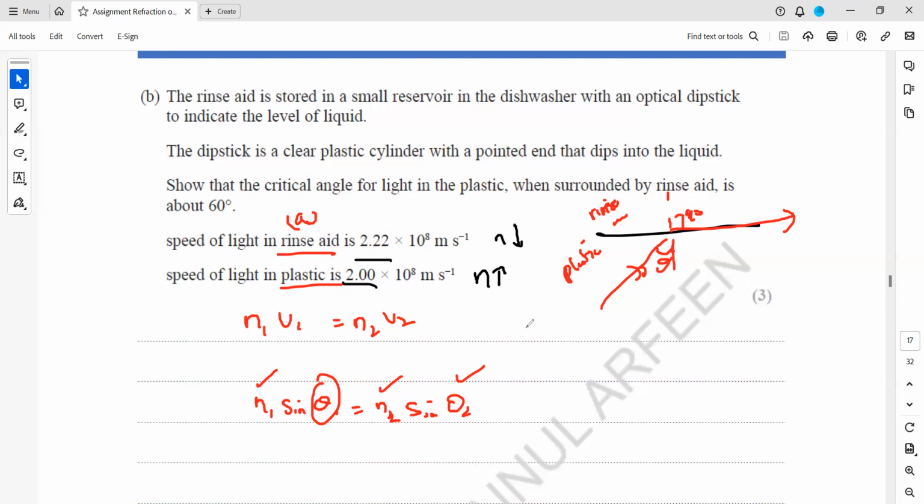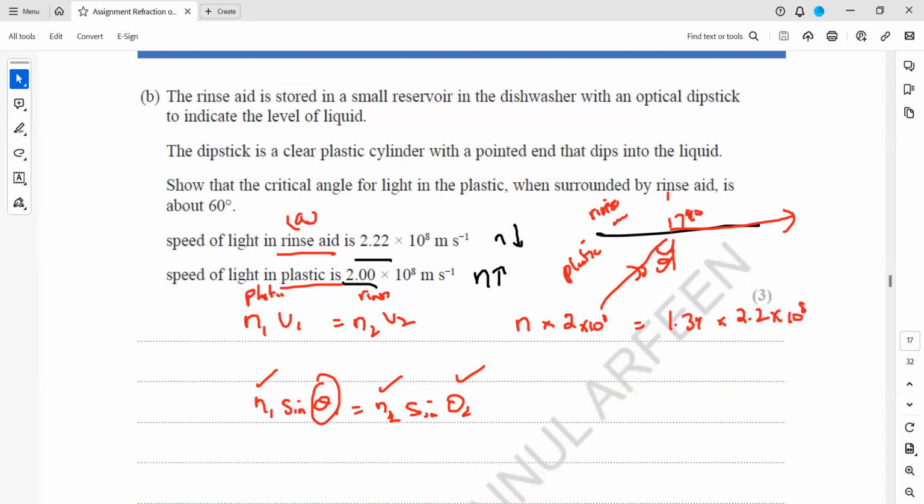So for n1, you can take either side. For example, if I take this side as the plastic, the other side will be the rinse aid. The refractive index of the plastic we don't know, but the speed in the plastic is 2 times 10 to the power 8. The refractive index of the rinse aid is our previous answer, like 1.44, but the actual answer should be 1.34 according to the last value. So we take 1.34, and the speed is 2.2 times 10 to the power 8.